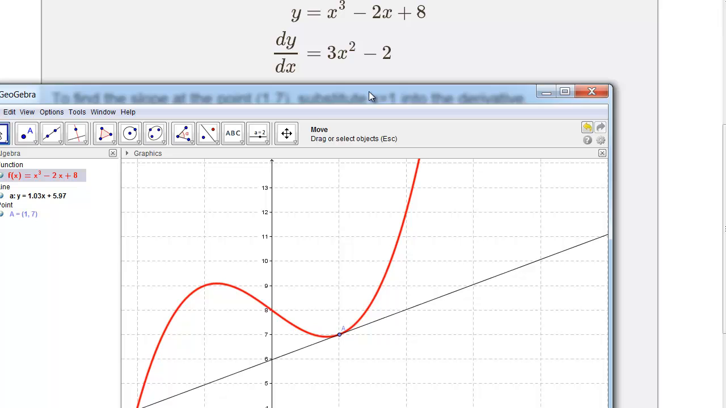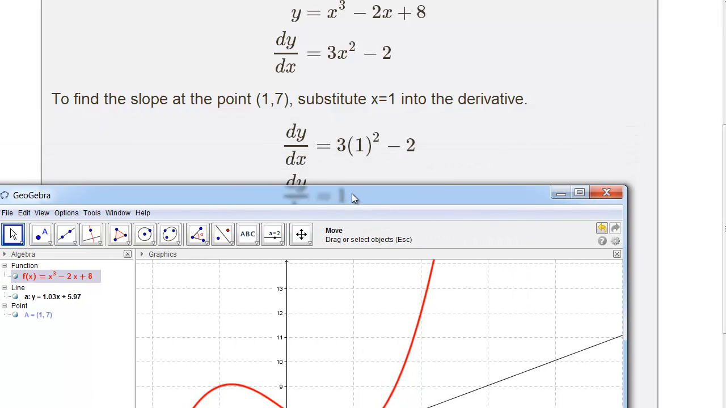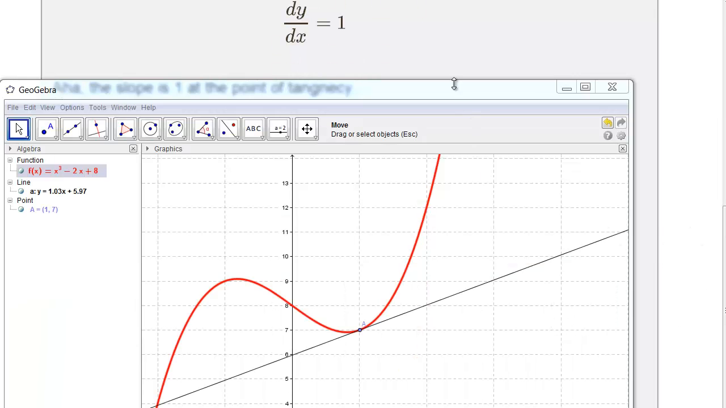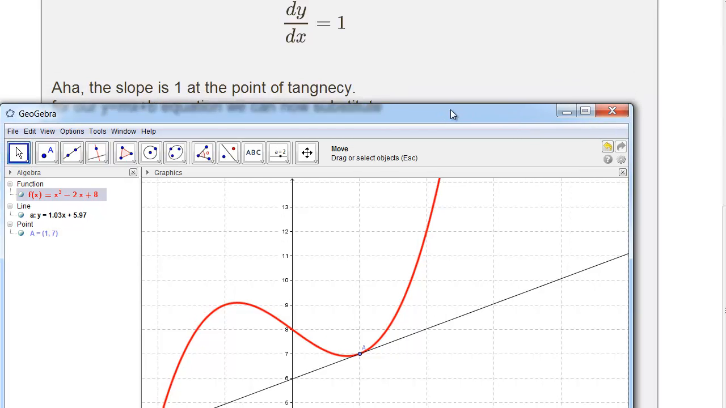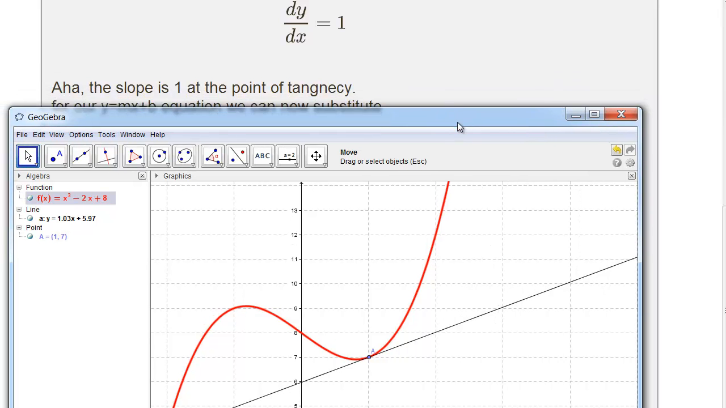Now, to find the slope at that point, all I really need to do is substitute that x value into the derivative, and what pops out will be the slope. When I substitute a 1 into the derivative, 3 times 1 squared minus 2 is 1. Pretty straightforward. And of course that means that the slope is 1 at the point of tangency, as I've written here.